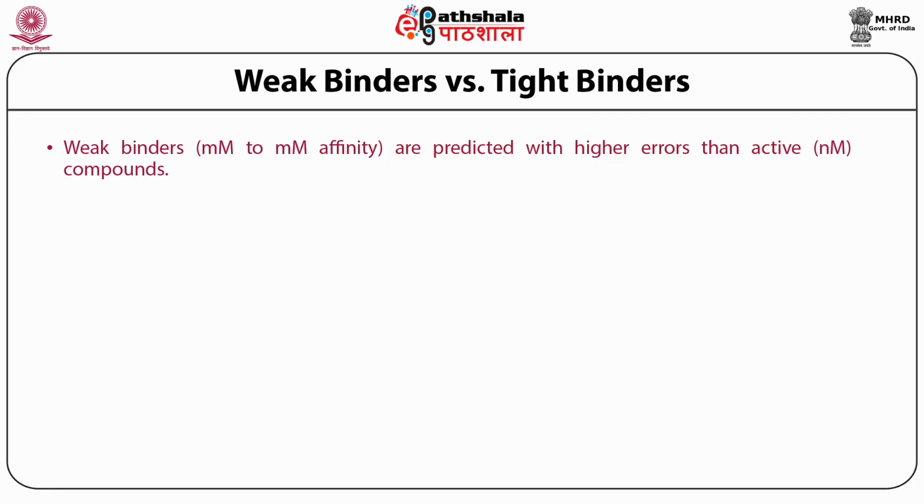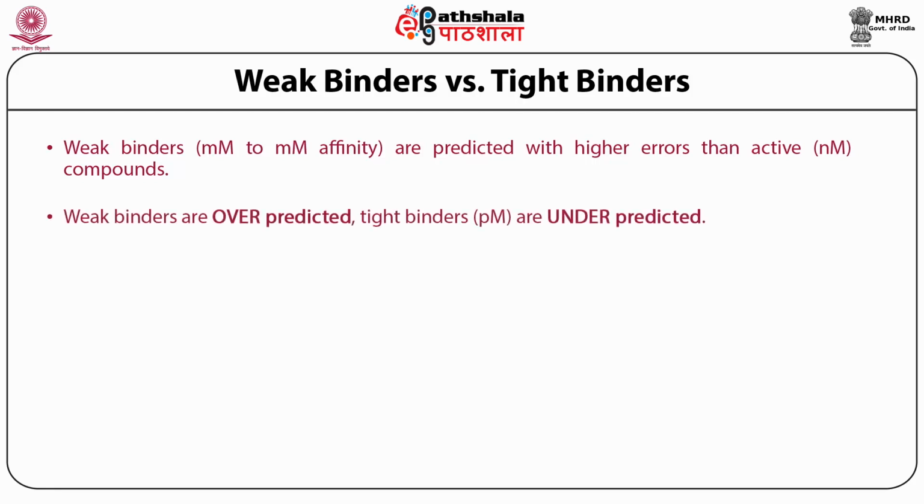However, what is most often seen is that weak binders are always over-predicted, so there is a high chance that they will not bind, but the scoring function predicts a low value. And tight binders, which are actually very good binders, are under-predicted, that is, they are predicted as if their values would be nanomolar to micromolar. This makes it a very difficult scenario to evaluate any scoring function for that matter, and designing compounds based on these might turn out to be very difficult.